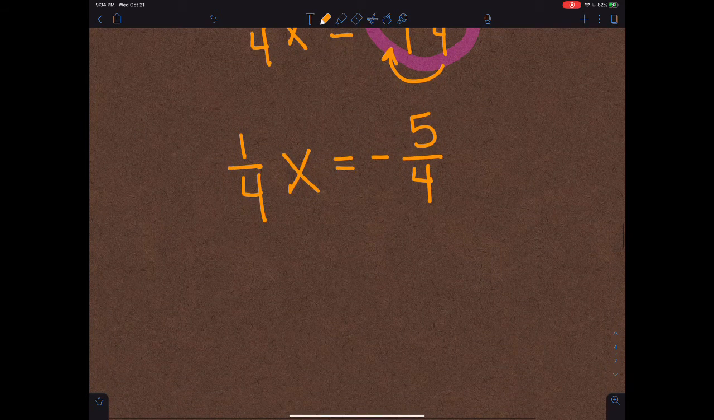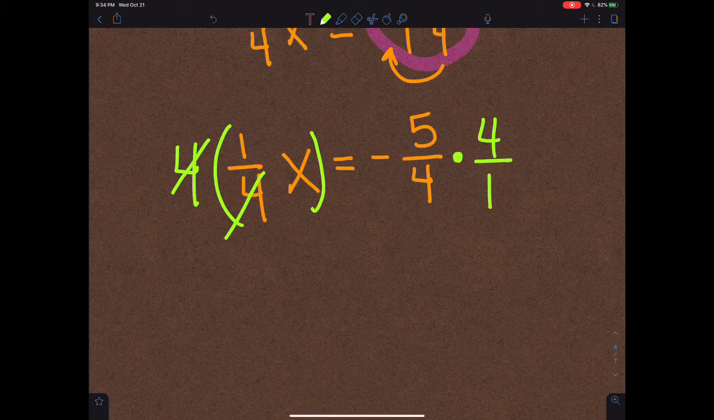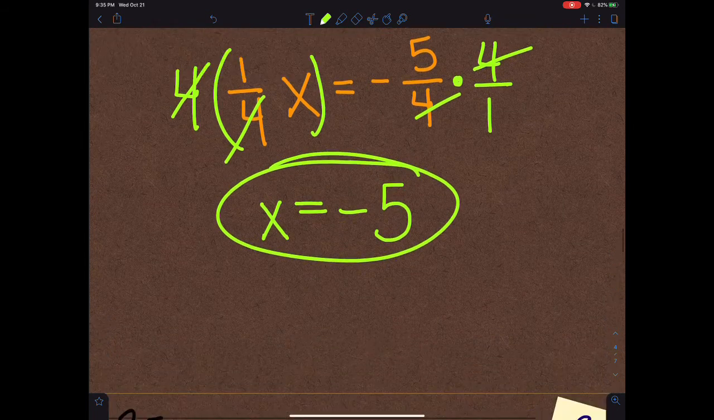Okay, now what do I do? I'm going to multiply everything by 4. Because you can do that, right? So I'm going to multiply all of this by 4 and multiply this by 4 over 1. In fact, I don't like the parentheses. I'm just going to put a dot. Okay, so this and this cancels out. So I'm left with just x is equal to, these 4's cancel out, and so it's just negative 5. And is that the answer? Yes, that's the final answer. Okay, so that's how I did that.